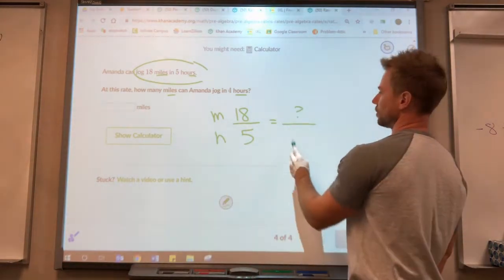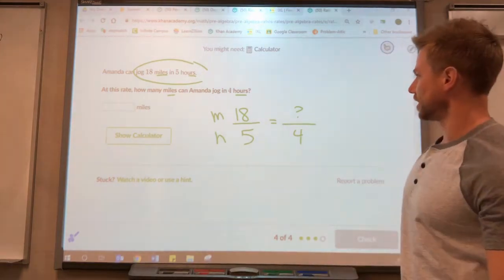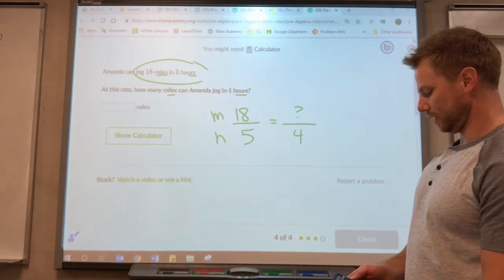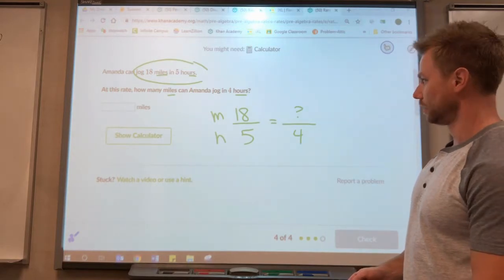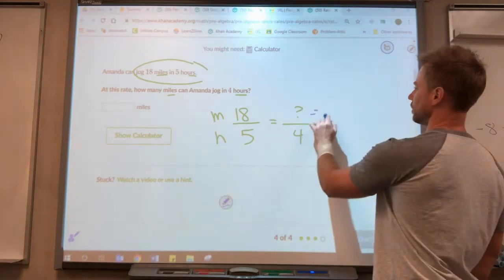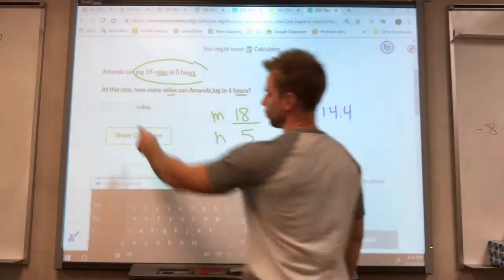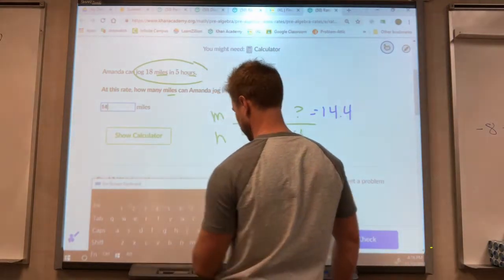How many miles in 4 hours? Again, we will cross multiply, divide. So we do 18 times 4 divided by 5. Turns out to be 14.4. So she can go 14.4 miles.